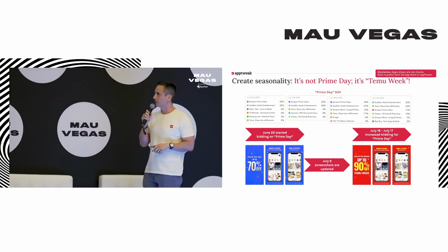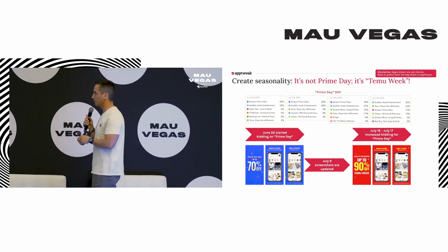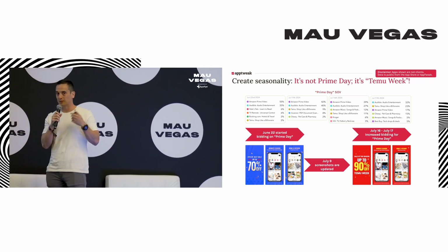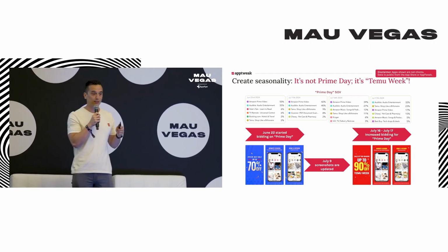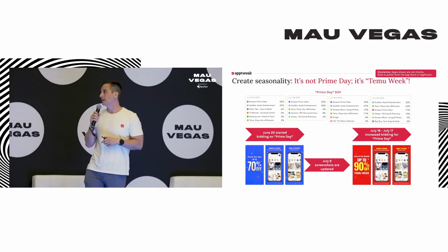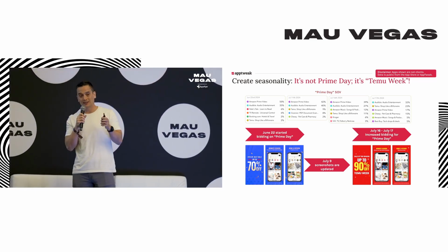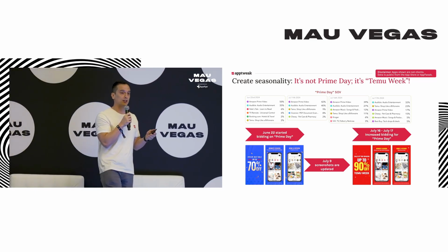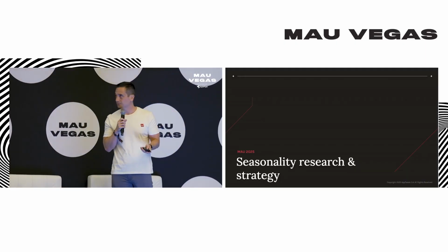What's the first thing we notice? They start bidding on Prime Day early to start building relevancy as early as possible. And the closer we get to Prime Day, the more they increase their visibility. Then about a week before Prime Day, they update their screenshots and up the ante. Instead of 70% off for July 4th, it's 90% off. And instead of Prime Day, it's Temu Week. And I think this is a very clever way to take advantage of a unique seasonal opportunity. So don't be afraid to think outside the box.